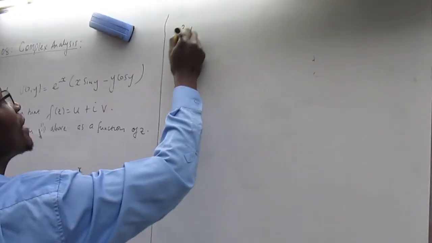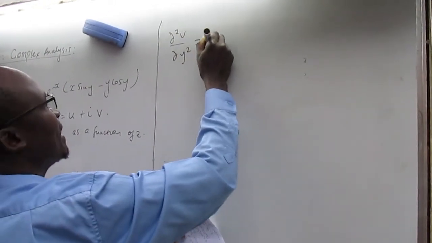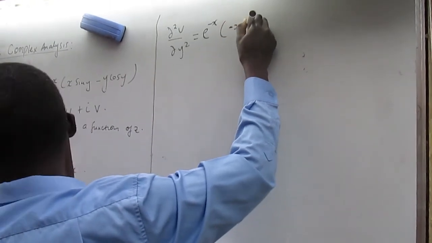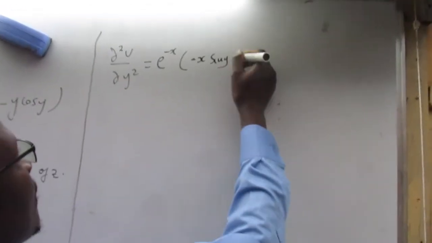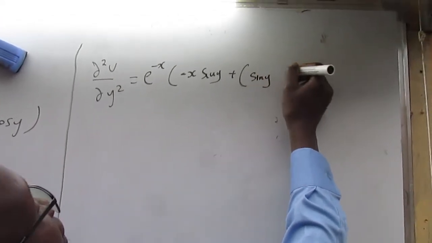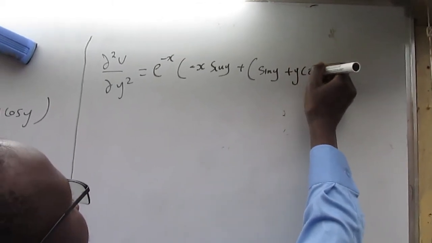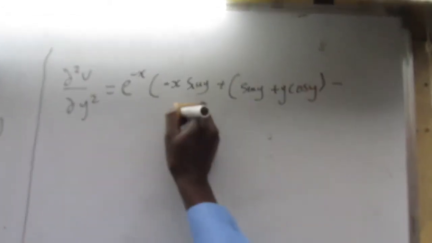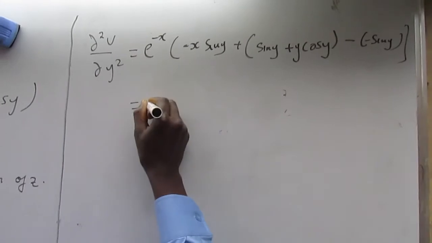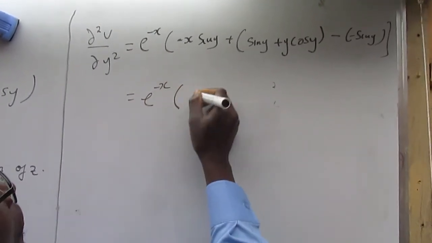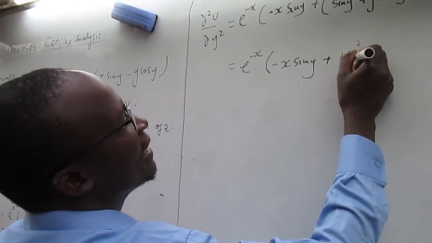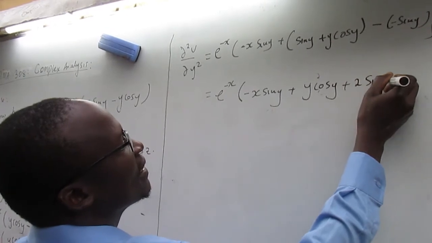Again, you differentiate this function partially with respect to y, and we get the exponential of negative x. For the first term, we'll get negative x sine y. For the second part, we'll get sine y plus y cosine y. Then the third part will give negative sine y. If we write this out nicely, we get the exponential of negative x times negative x sine y plus y cosine y plus twice sine y.